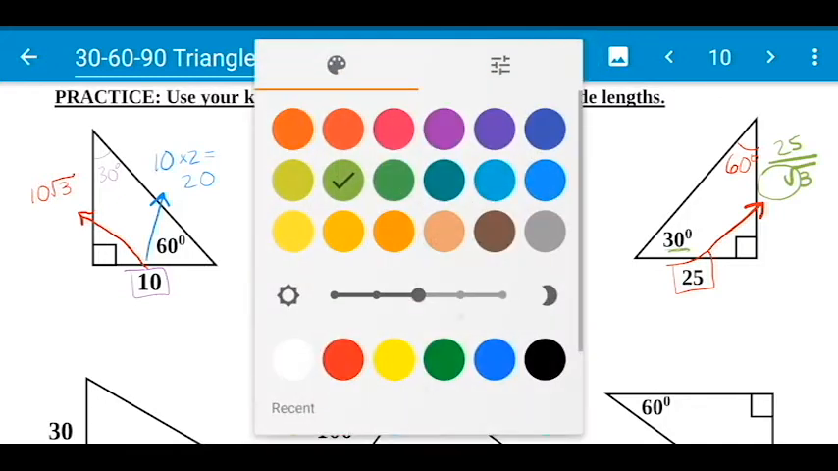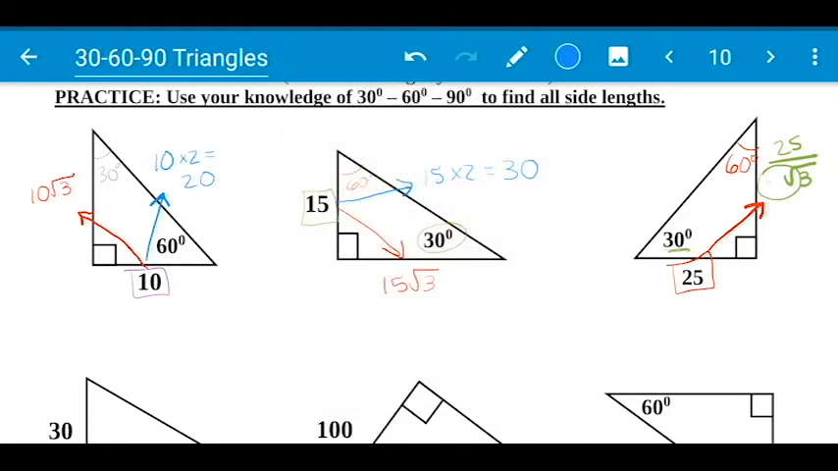Now, how do we get from this small side, 25 divided by the square root of 3, to our hypotenuse? We can get there by simply multiplying it by 2. 25 times 2 divided by the square root of 3, or 50 divided by the square root of 3, would be our answer.